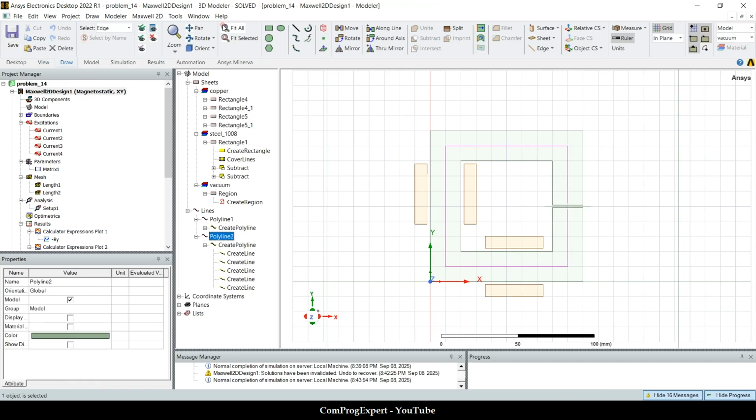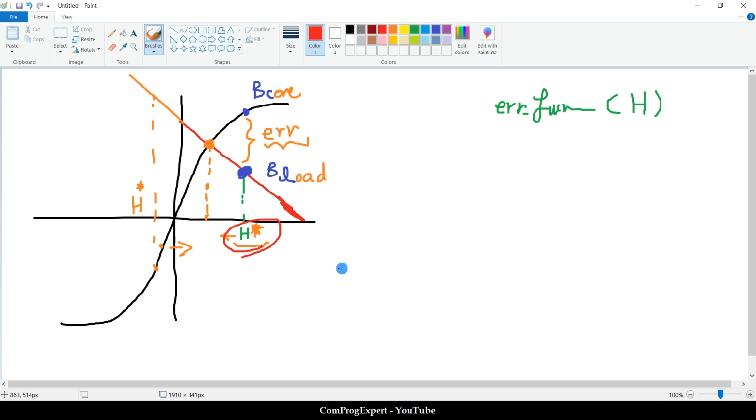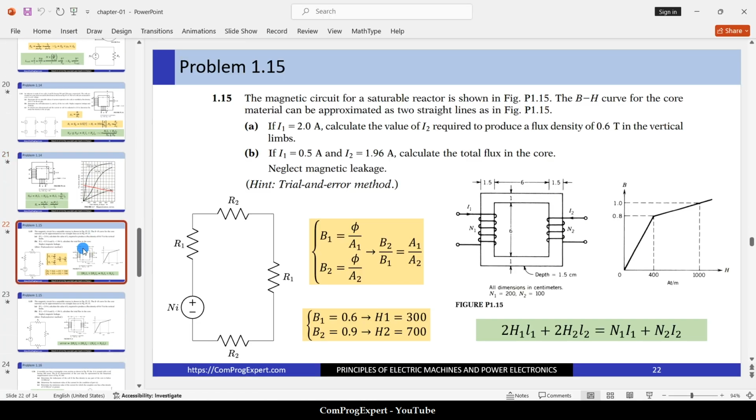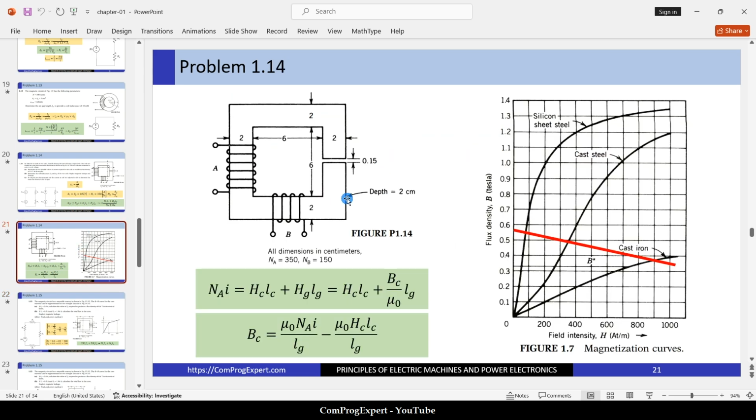So you can repeat this very important example, calculate the inductance matrix, and realize these important points. I think the time of this video is high, so let's solve the next problem in the next video.